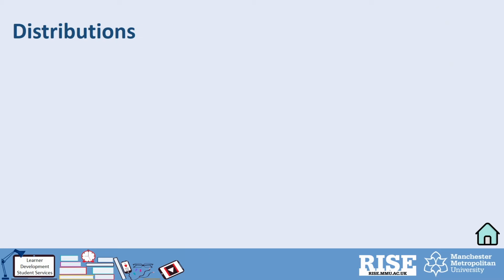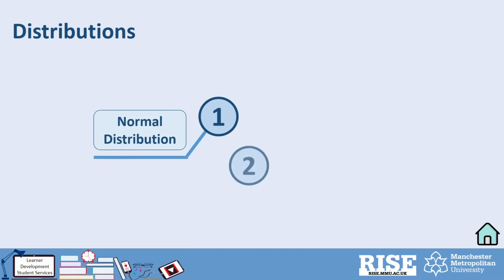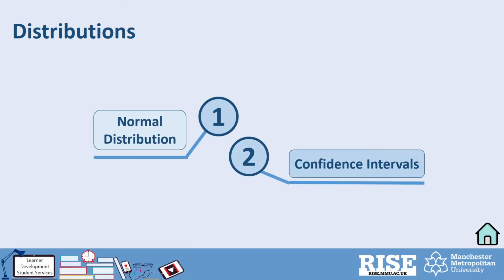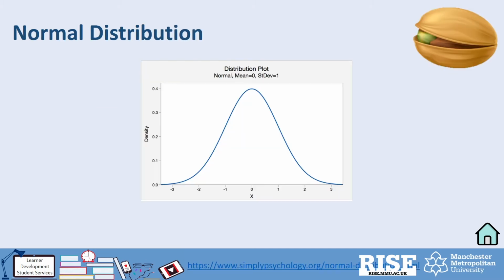Within the distribution strand, I have highlighted the following topics: normal distribution and confidence intervals. Let's look at the first in a bit more detail. Normal distribution. You may hear the normal distribution being referred to as a bell curve based upon the shape it creates, or the Gaussian distribution, named after the mathematician who discovered it.